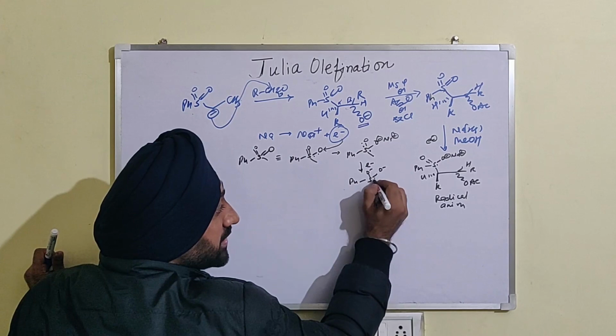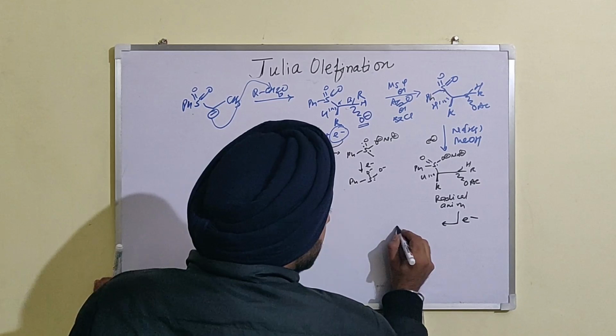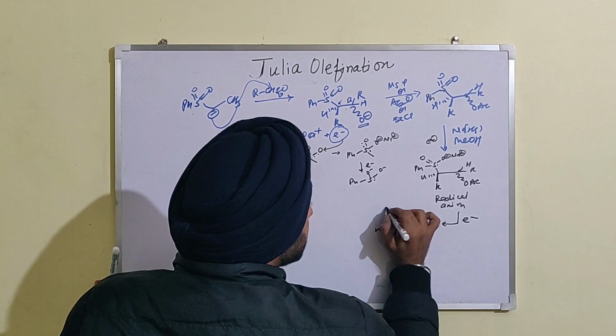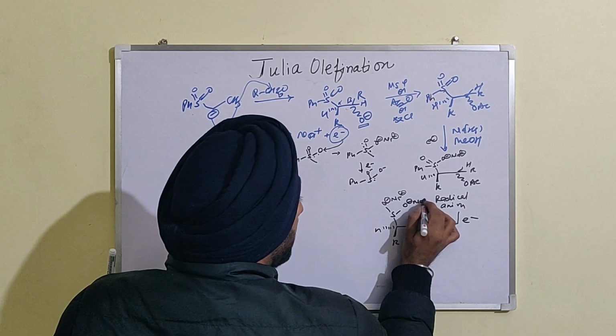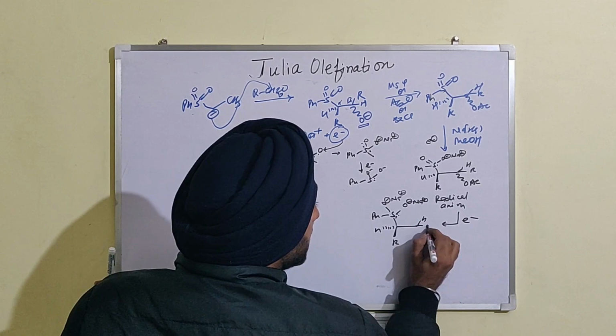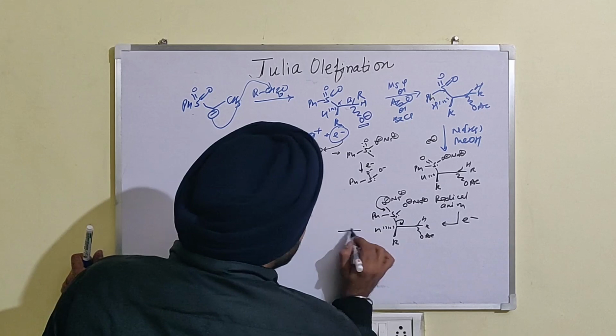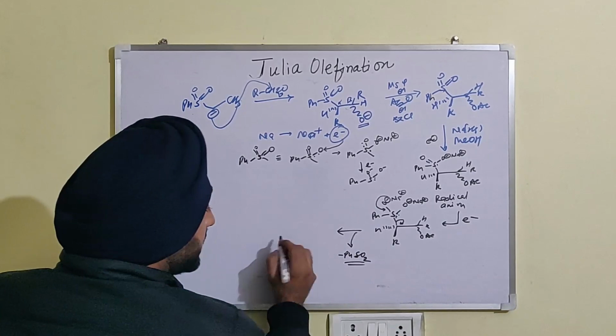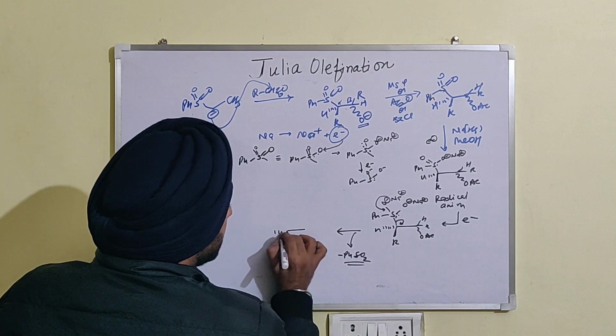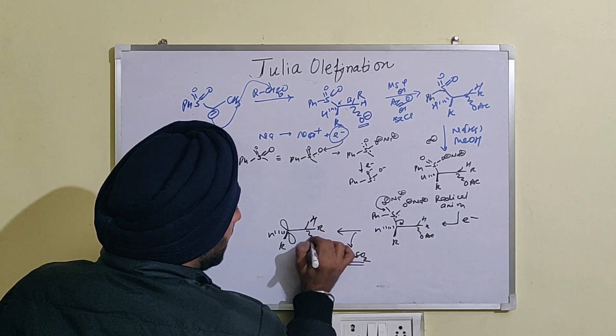If one more electron is added, it leads to the formation of O minus Na. And we have this phenyl, these two electrons here, and then hydrogen. So what happens? This negative charge comes back, this goes. This entire group leaves PhSO2. So this leads to the formation of a carbanion here. Remember this. So we have a carbanion here, hydrogen, R, and this is the carbon.